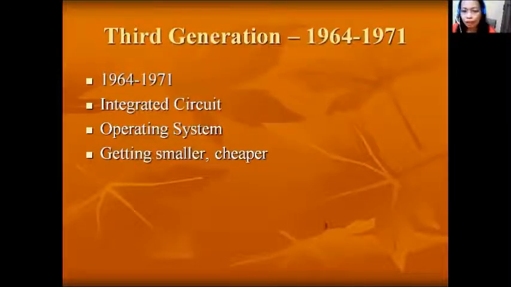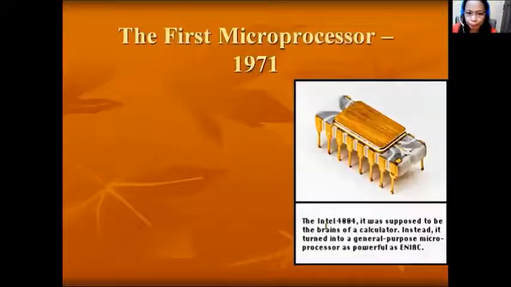So third generation, we have 1964 to 1971. So integrated circuit, operating system, getting smaller, cheaper. So the first microprocessor in 1971, the Intel 4004, was supposed to be the brain of a calculator. Instead, it turned into a general purpose microprocessor as powerful as ENIAC.